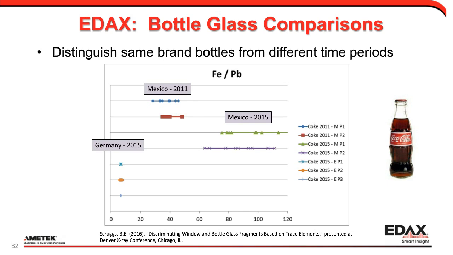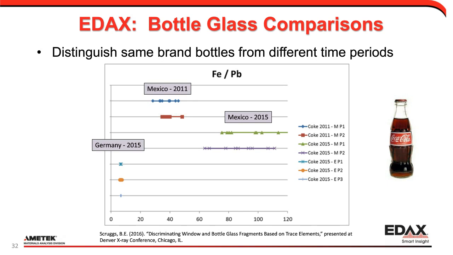So this is a plot of 2 fragments from the 2 bottles from Mexico and 3 fragments from the bottle in Germany. And we make several different measurements on each fragment. And in this case, I'm plotting the iron to lead ratio. There's roughly around 50 to 100 parts per million of lead that I found in this bottle glass, lead oxide.